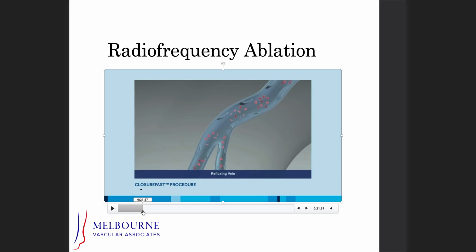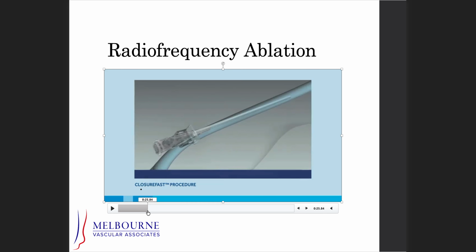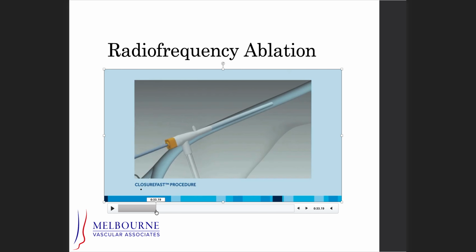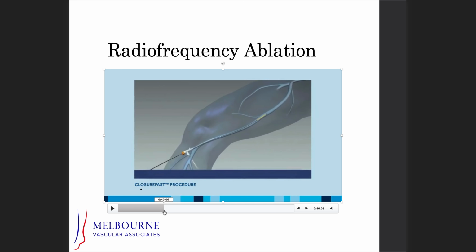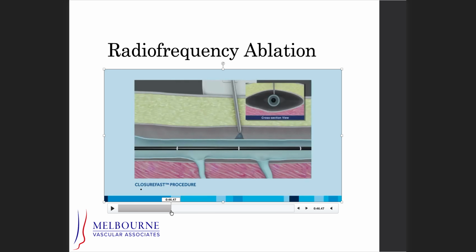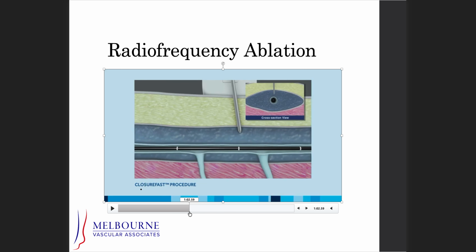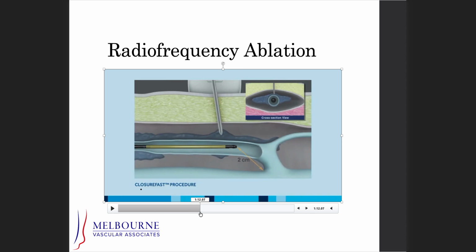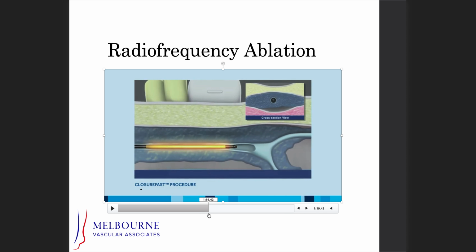We access the vein with a small needle. Once we're happy we're in the right place, we then advance the radiofrequency catheter, and we put in about 6 injections of cold water around the main vein that's problematic. And then once we're happy, we basically then start to close the vein with heat.